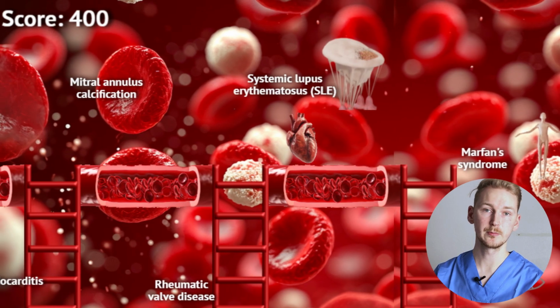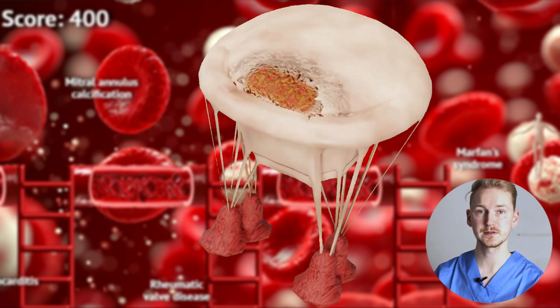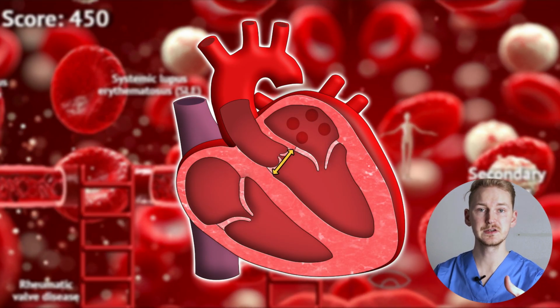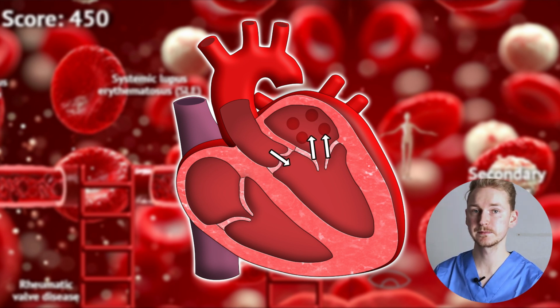Systemic lupus erythematosus can cause Libman-Sacks endocarditis, which usually causes a mild and asymptomatic mitral regurgitation. Marfan's syndrome commonly causes dilatation of the aortic root, causing aortic regurgitation, but commonly also mitral prolapse.